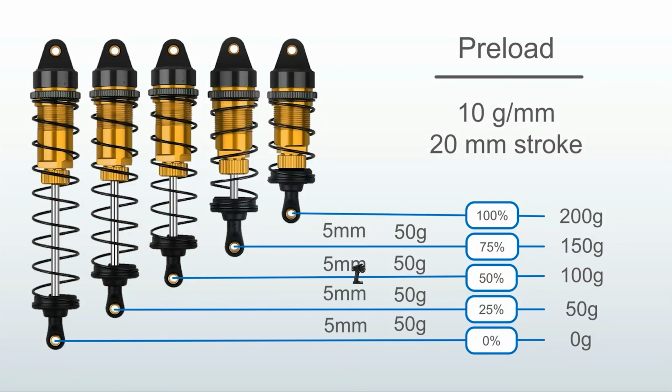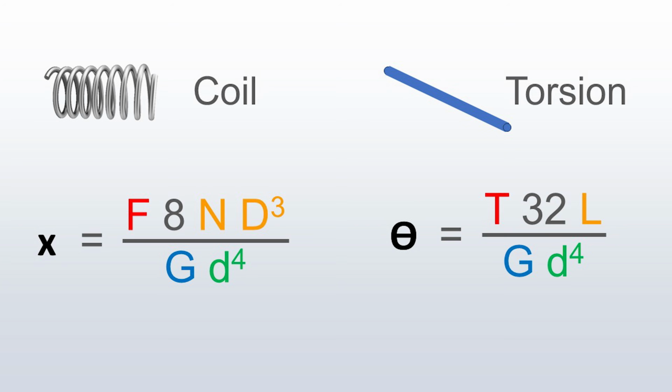No matter where you are in the travel, or no matter where your preload collar is, it will always take 10 grams to move the next 1 millimeter, or 50 grams for every 5 millimeters. Preload does not make your spring stiffer. You should also know by now that preload doesn't make the length of wire in your spring any longer, so it can't possibly make it any stiffer.